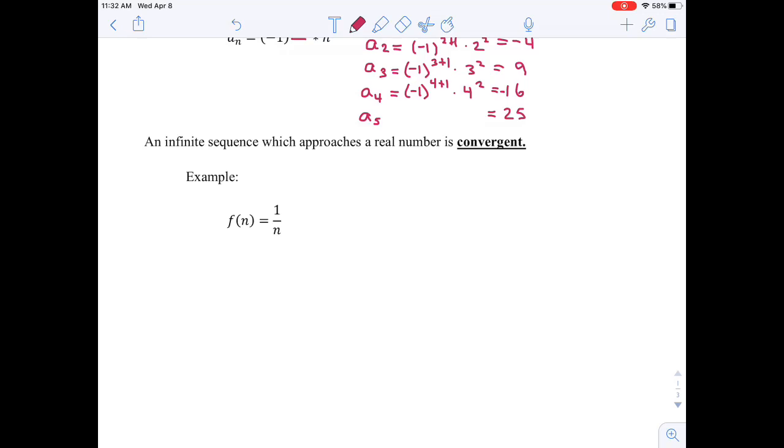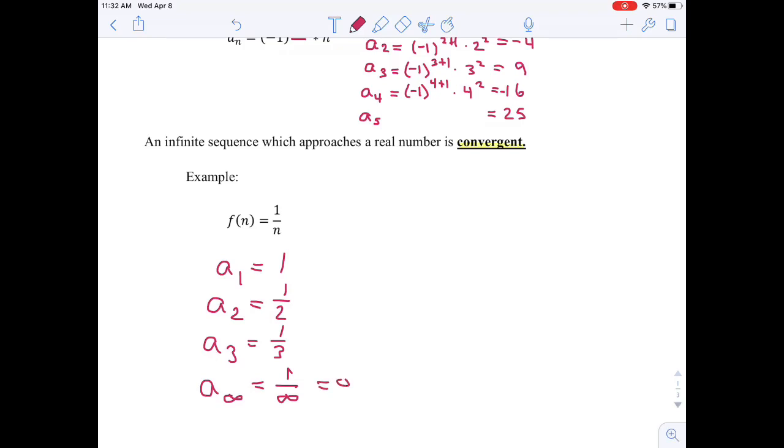An infinite sequence which approaches a real number is called a convergent sequence. So in this case, this function, a sub 1 would be 1 over 1, which is 1. A sub 2, 1 over 2, which is 1/2. And then a sub 3, and this would keep going on. And if you notice, these numbers keep getting smaller and smaller. And this would be approaching 0.